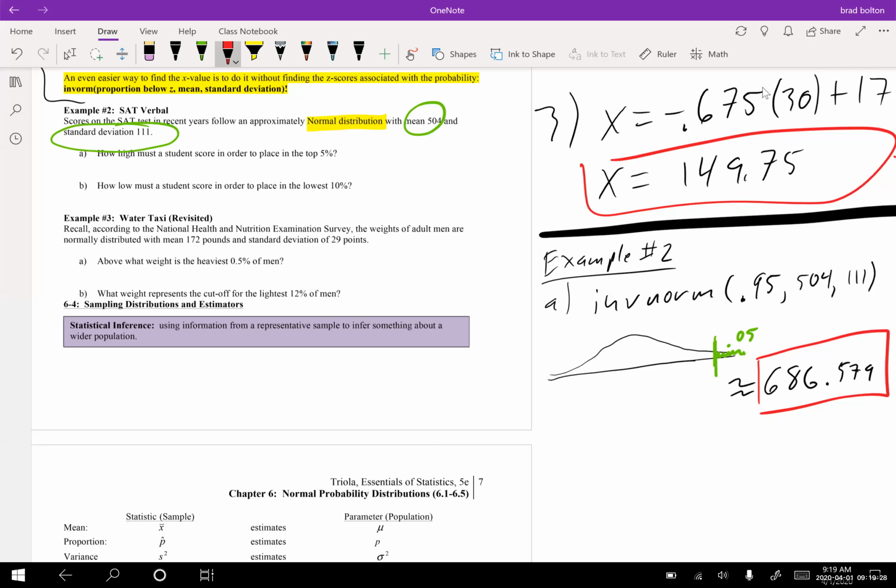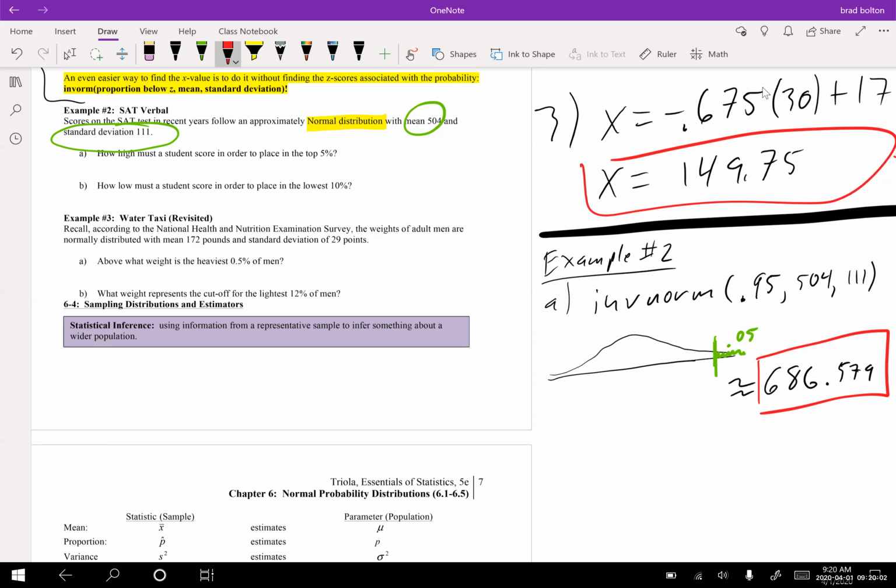So it says scores on the SAT in recent years follow an approximately normal distribution with a mean of 504 and a standard deviation of 111. A 686.579 would be the score that you would need to place in the top 5%, I'm assuming, of the nation. Now, again, I don't know the scoring on the SAT. They keep changing it around. I remember when I was growing up, you were supposed to score like a 1600, so this must be a new scoring system. But in order to score in the top 5%, you need to get a 686.579 score or above.